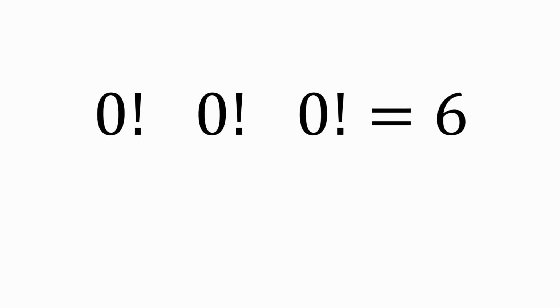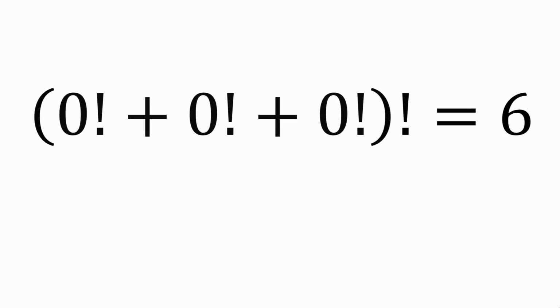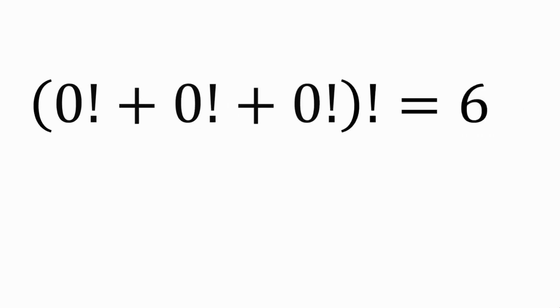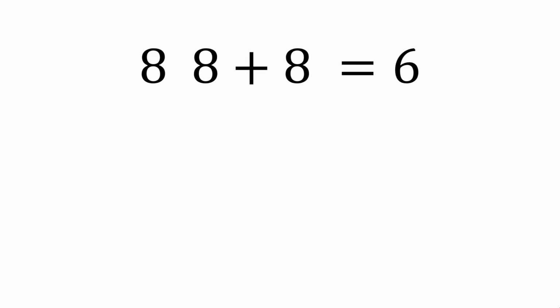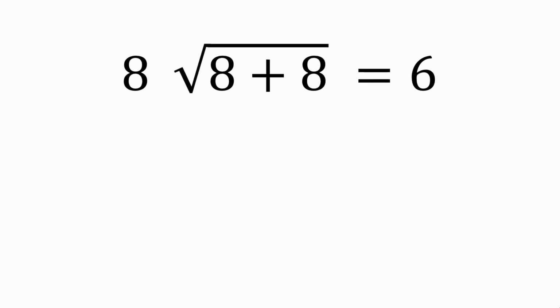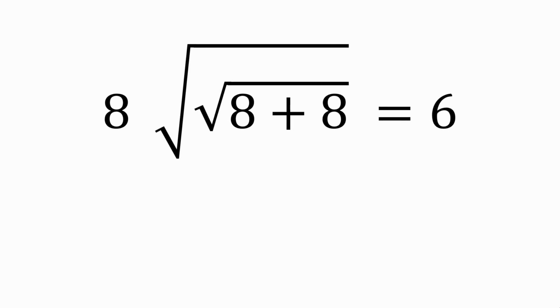Finally, how do we solve 8 8 8 is equal to 6? Many people consider this to be the hardest of all of these equations. So we'll work in steps. We'll take 8 plus 8, and that's equal to 16. We'll take the square root of that, and the square root of 16 is equal to 4. We then take the square root of the square root of that, so the square root of the square root of 16 will be equal to 2. Now we take 8 minus 2, and that's equal to 6.